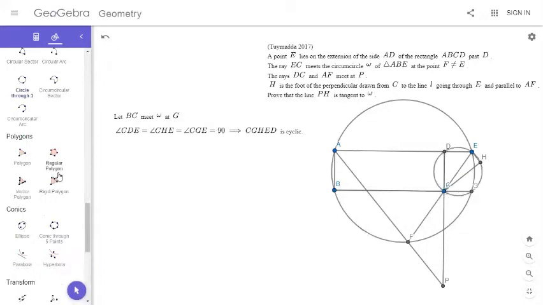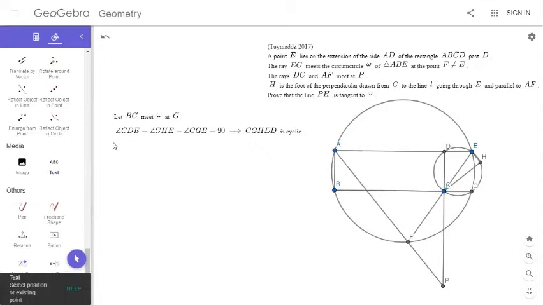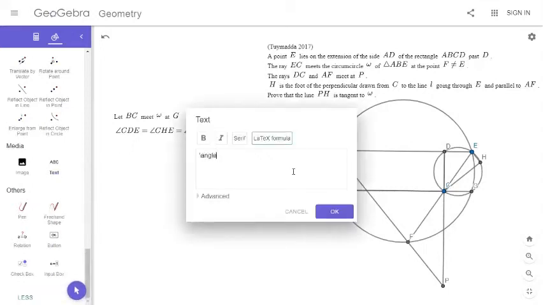And angle GCP equals angle GFP equals 90, since AG is the diameter. That means that GCFP is cyclic. All right.